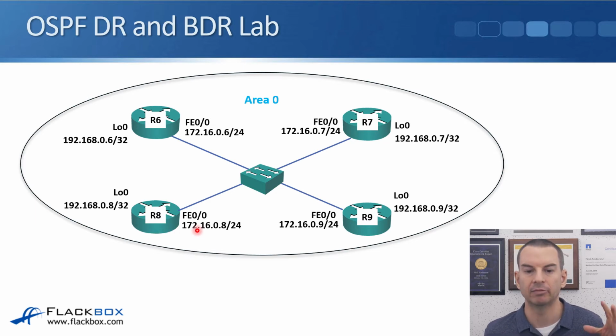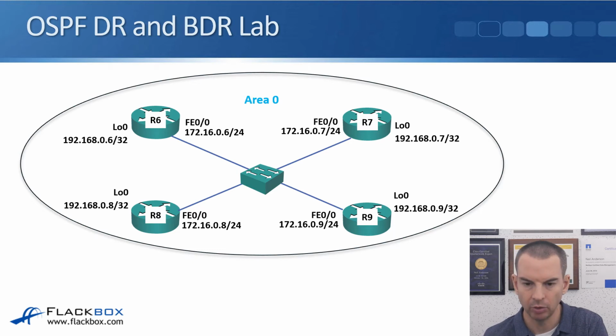Okay, so let's go and do that and verify that first. Then I will manipulate the DR election and make sure that it ends up being R6 which is the DR, by giving it a higher priority. And we'll also see failover working to the BDR when I shut down the DR. Okay, so let's do that now.